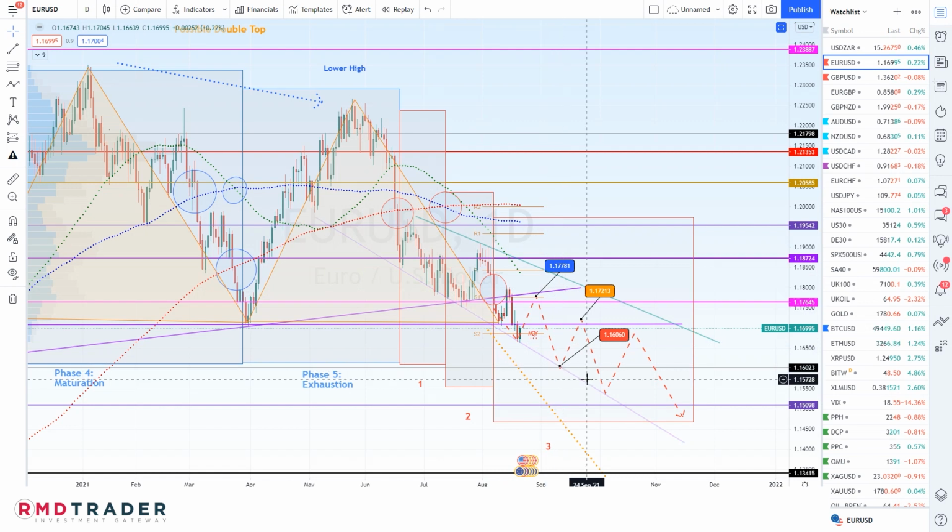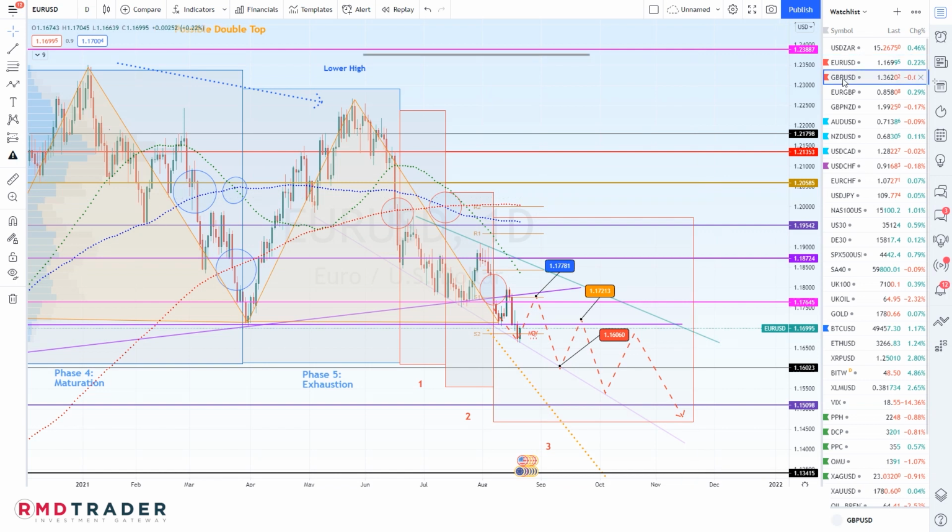Of course, then we expect the market to pull back again to retest structure. This could then probably be in the vicinity of 1.172. And from there, we will then expect the market to continue to move lower, retesting structure. And we will continue to follow this trend as it emerges and progresses.